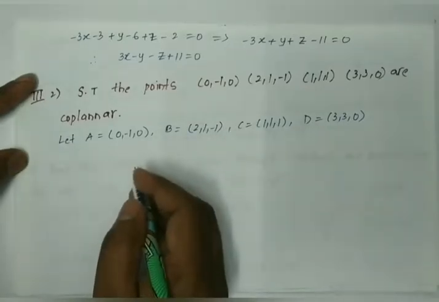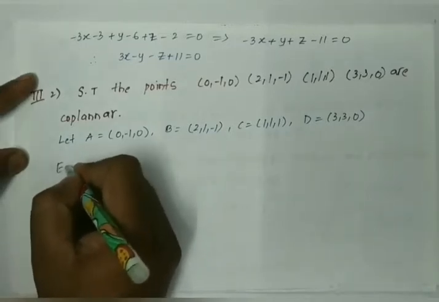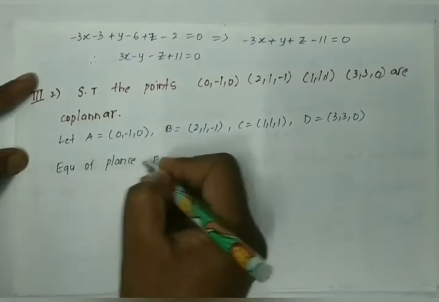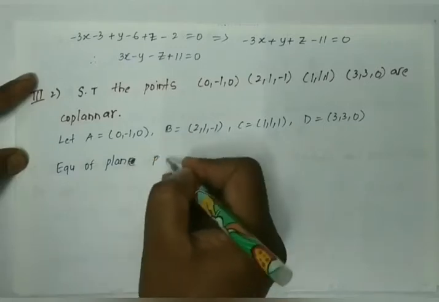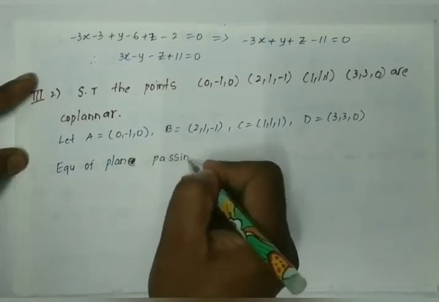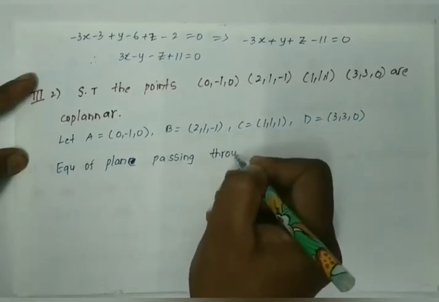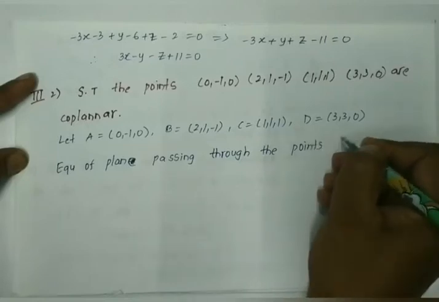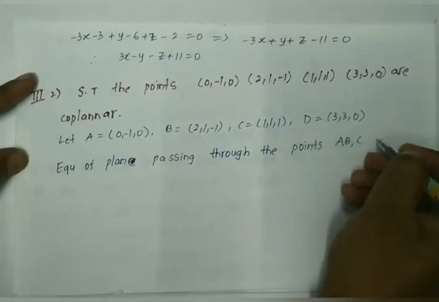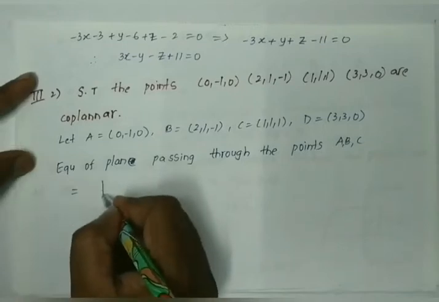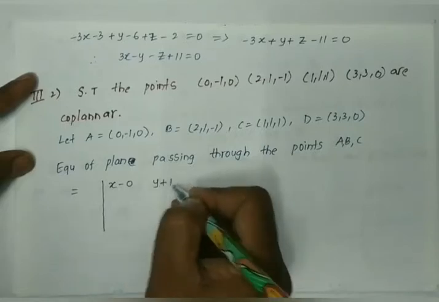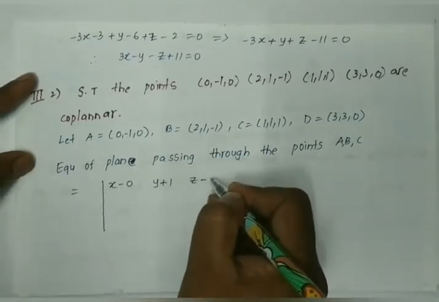Okay. So first let us find the equation of a plane passing through the points A, B, C. The equation of a plane passing through the points A, B, C is given by the determinant of x minus x1, which is x minus 0, y minus y1, which is y plus 1, z minus z1, which is z minus 0.